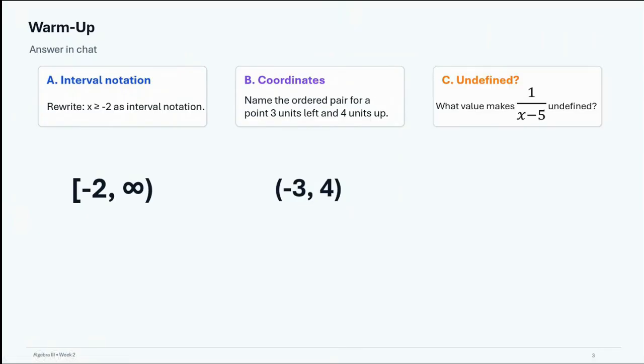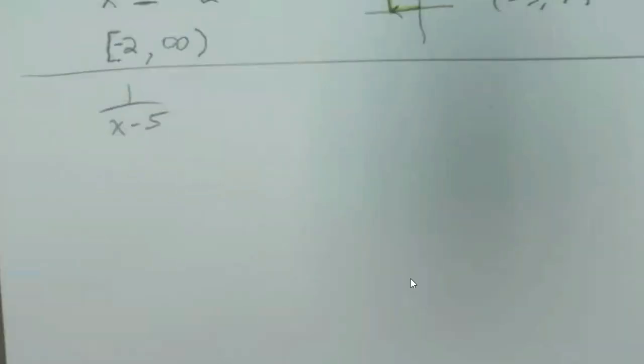What value makes 1 over x minus 5 undefined? So a lot of times with our domain, it can be all real numbers, right? -infinity to infinity. But with this equation, there is a value where you can't graph this one point because it's undefined at that point. Liliana's got an answer out there. Let's see, 1 over x minus 5. Okay, we can talk about that.